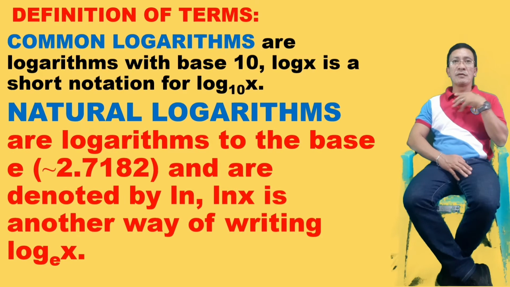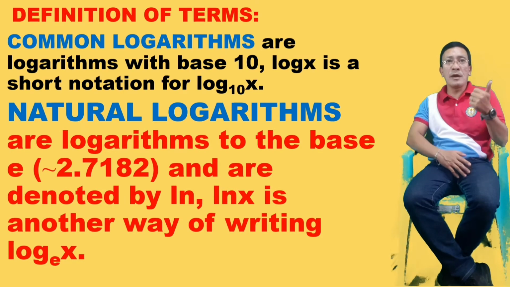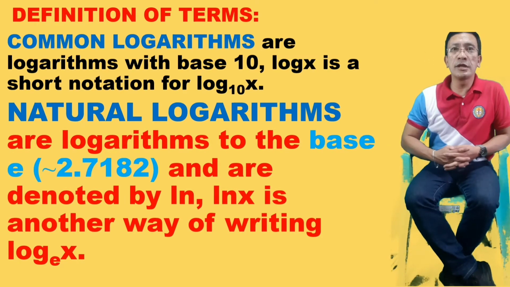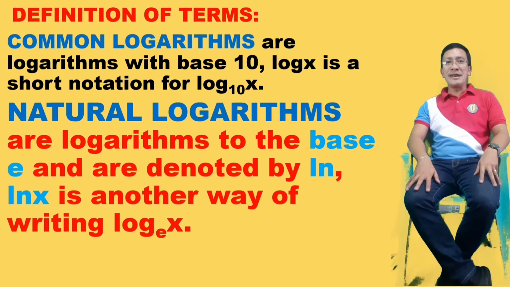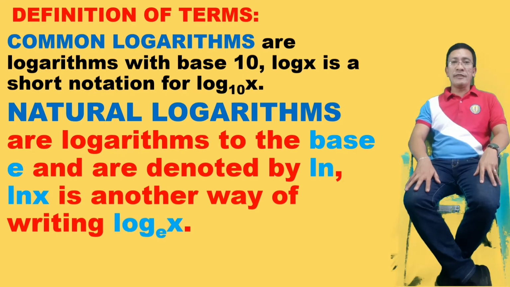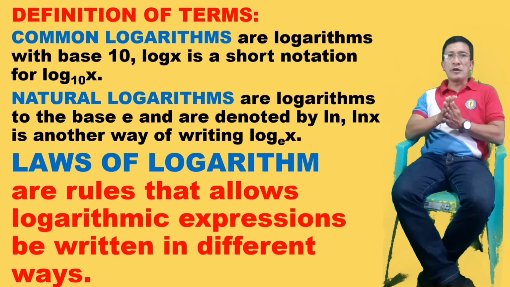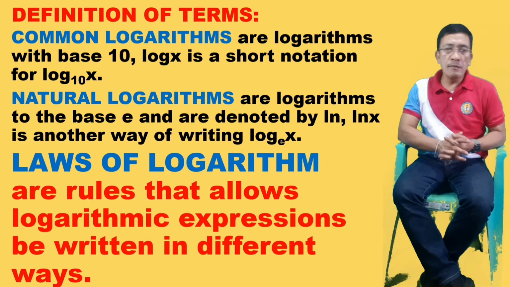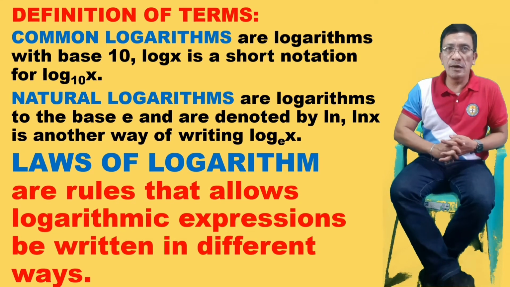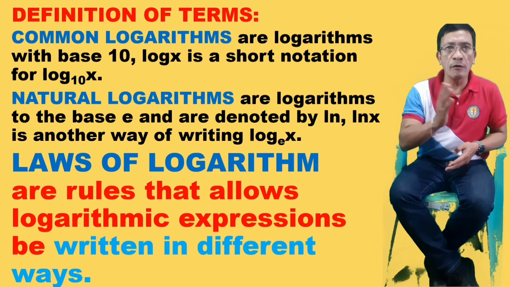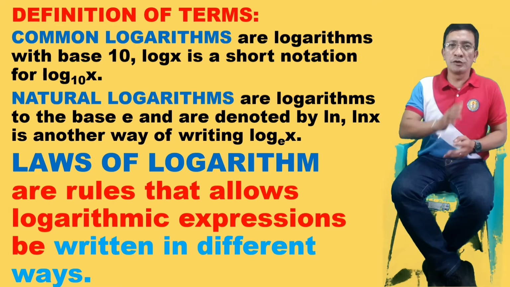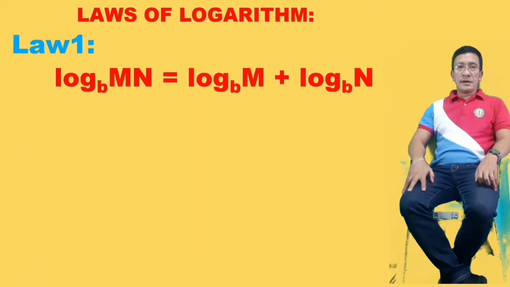Number 2, natural logarithms are logarithms to the base e and are denoted by ln. ln stands for natural logarithm. So ln x is another way of writing log of x with base e. The third definition: laws of logarithm are rules that allow logarithmic expressions to be written in different ways. And that is the focus of Module 26A. Let us now discuss the laws of logarithm.